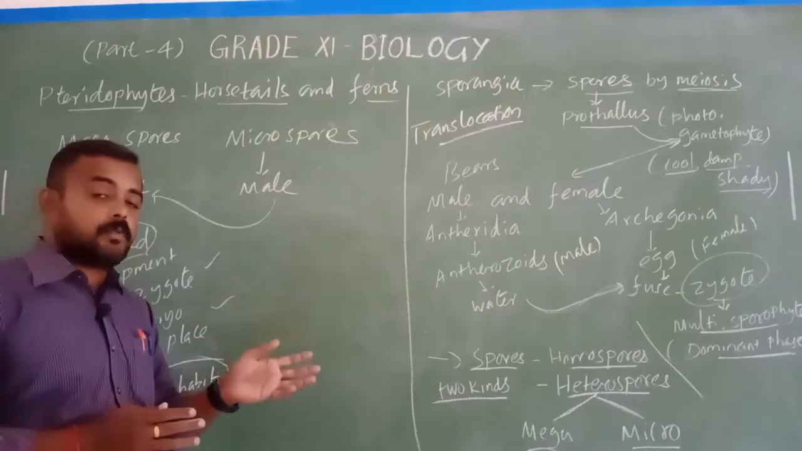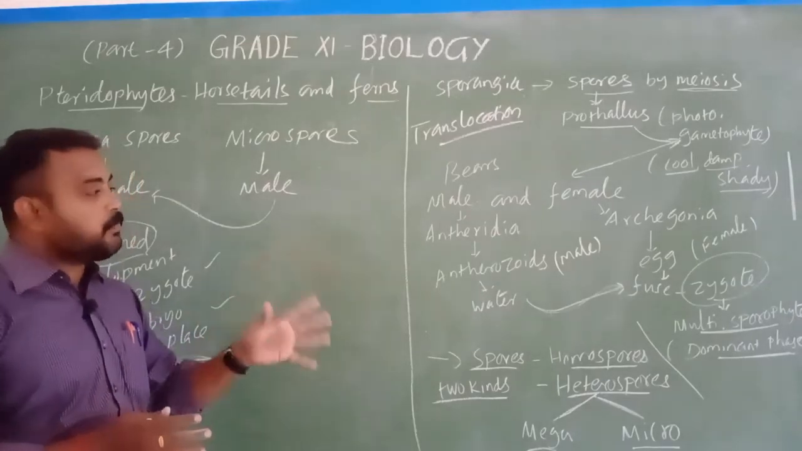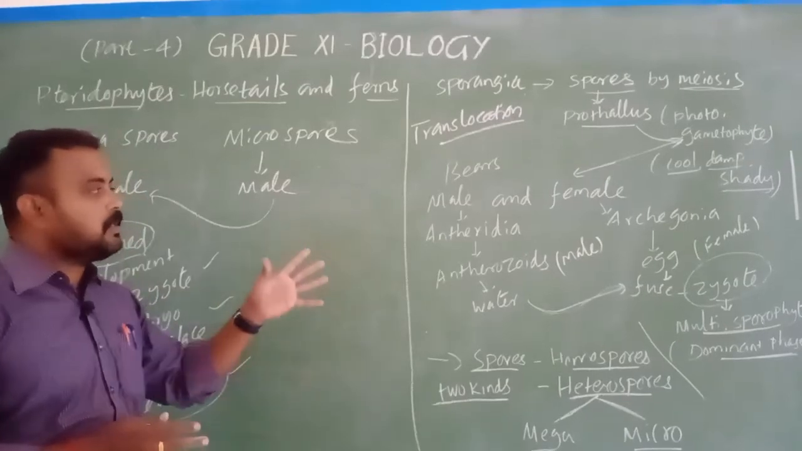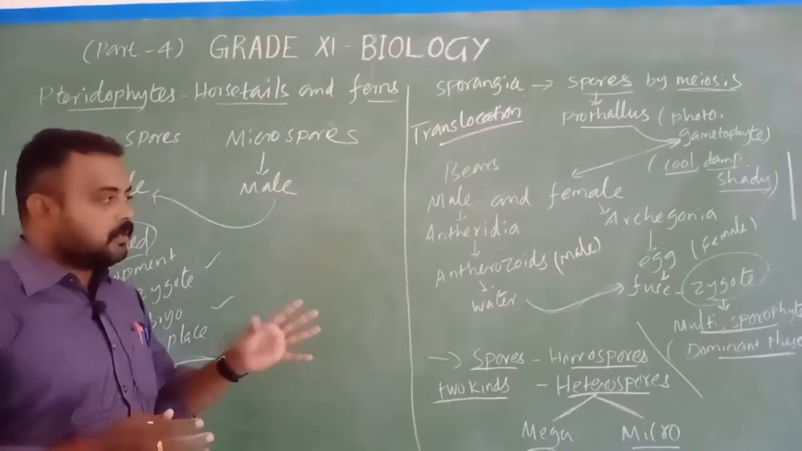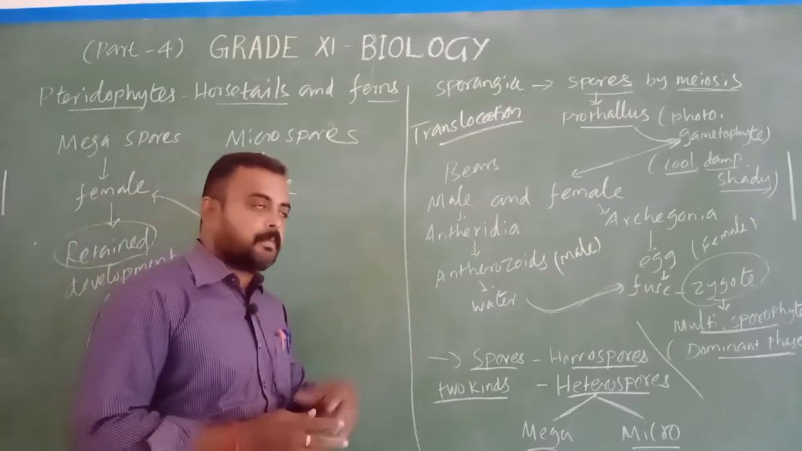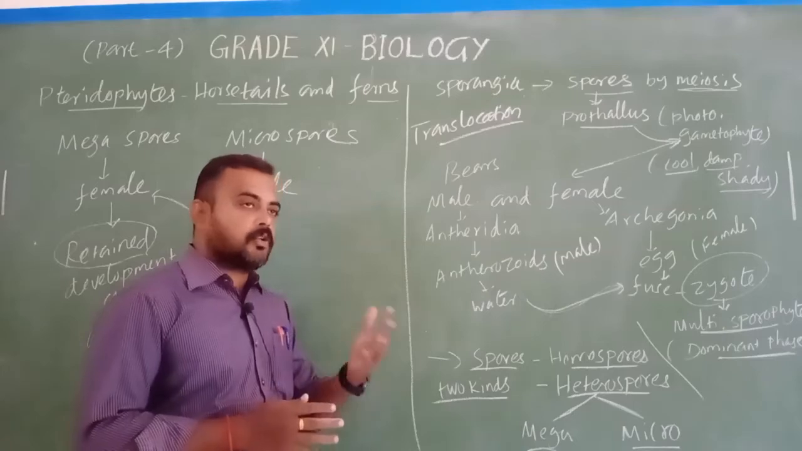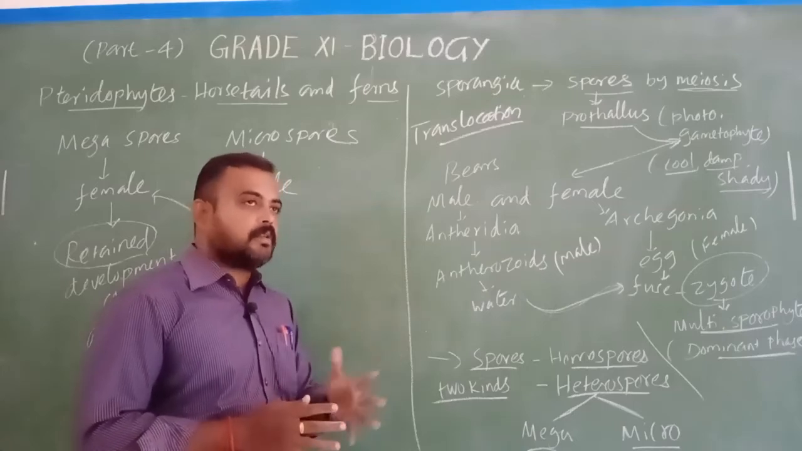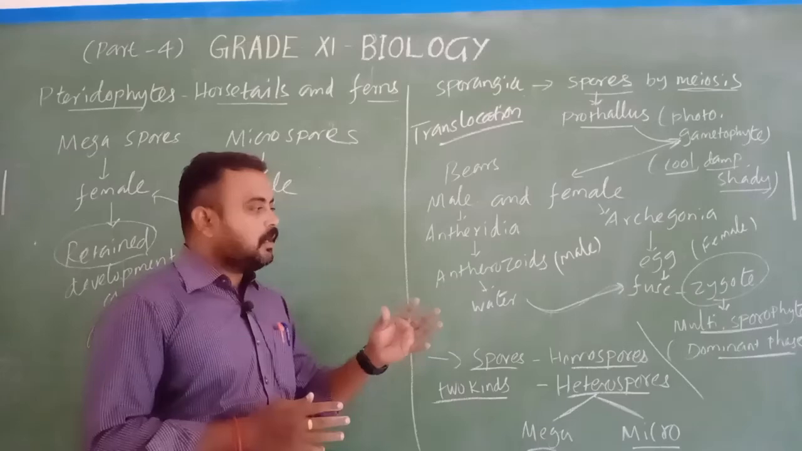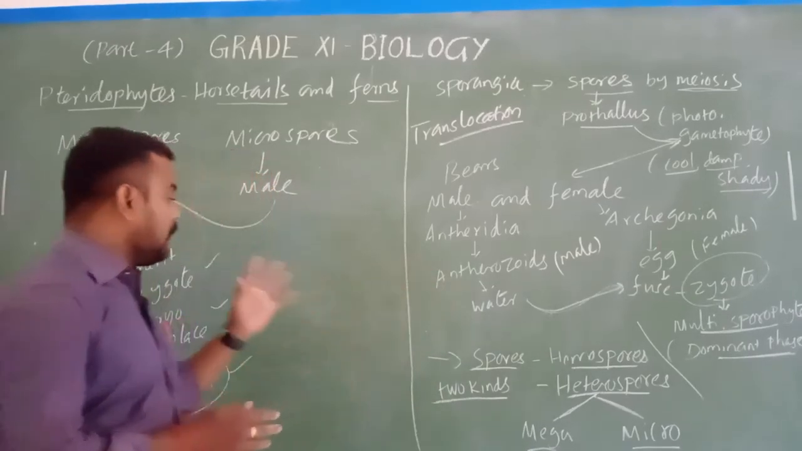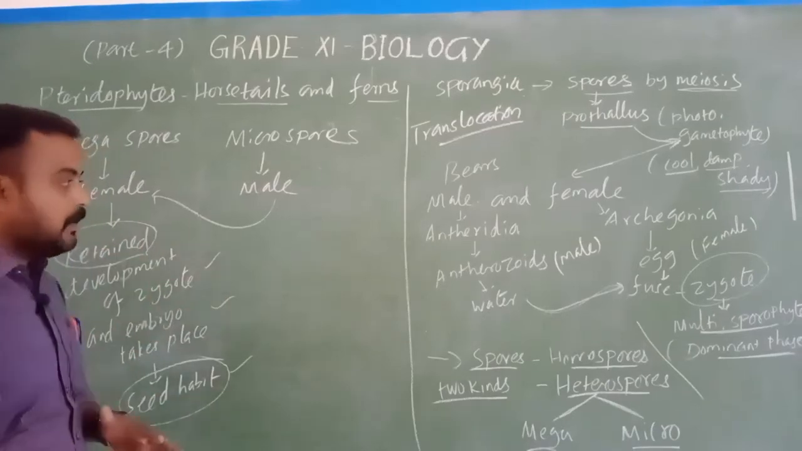Here, which one is the small, which one is the big? Male is small, female is big. The female one is archegonia, the male one is antheridia. So the fusing happens. The male gamete and female gamete fuse. Then the zygote will be formed, then the embryo will be formed, then the new sporophyte comes out. Here I will explain these things.